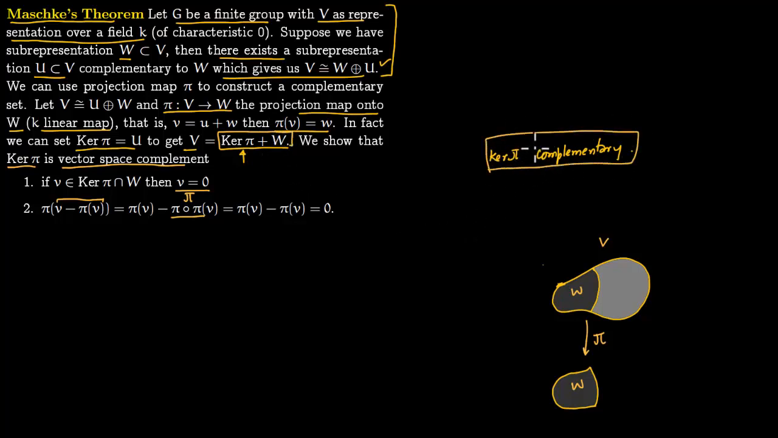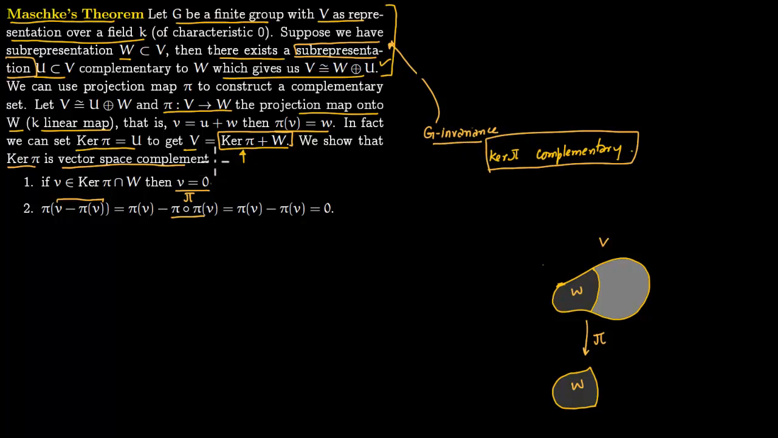But now the problem is that we need some kind of a sub-representation. So not a complementary vector space, but a complementary sub-representation. So that is more problematic. For a sub-representation, you know that a sub-representation is basically G-invariance. So we have to show this G-invariance, and therefore we will have to modify our projection map.